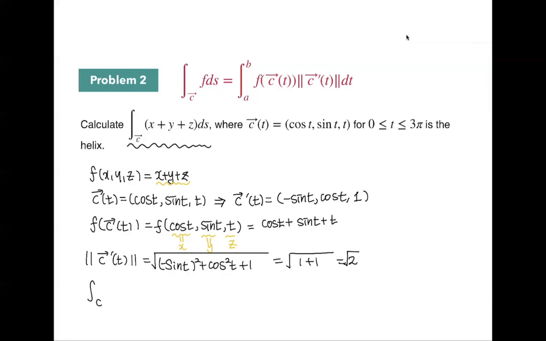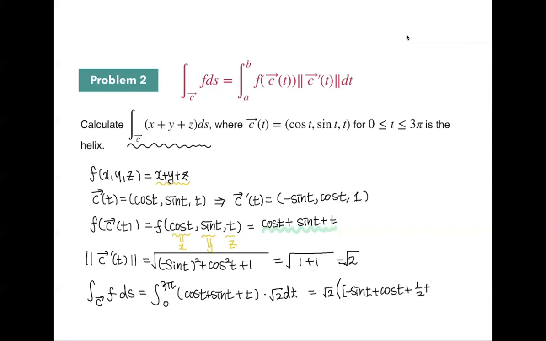So by our formula, we can say that the integral of f ds is calculated from 0 to 3 pi of f of C of t, which is cosine t plus sine t plus t, and our norm of C prime t is root 2. So it is root 2 times the antiderivative: minus sine t plus cosine t plus 1 over 2 t squared, from 0 to 3 pi.